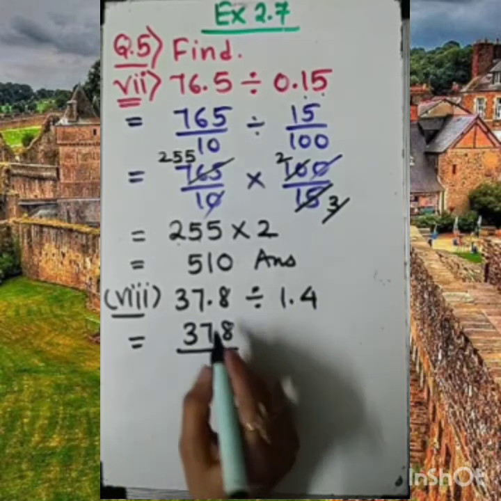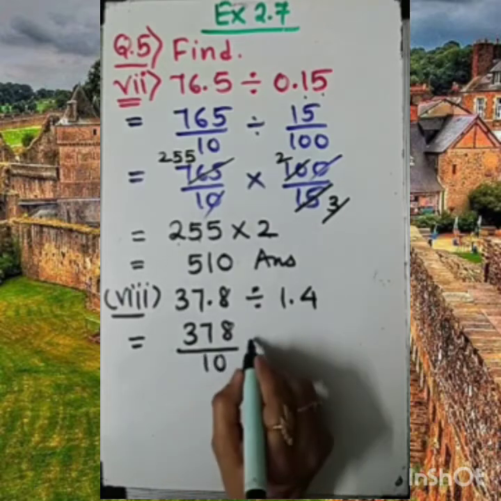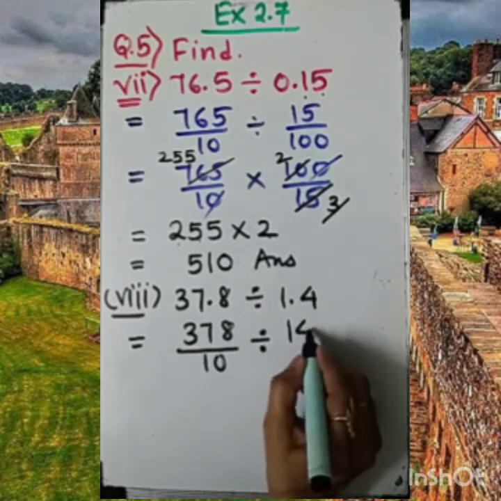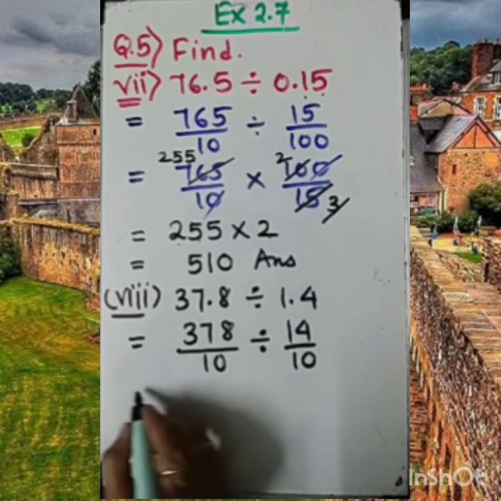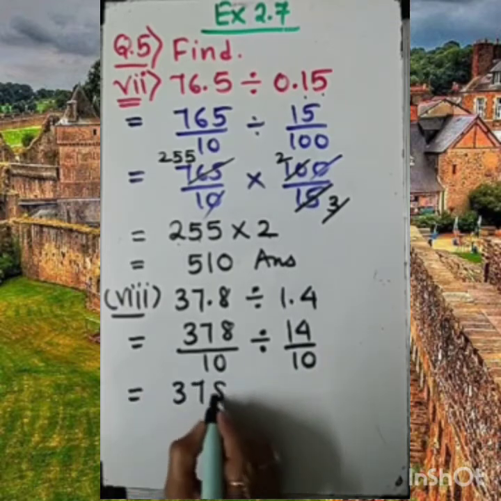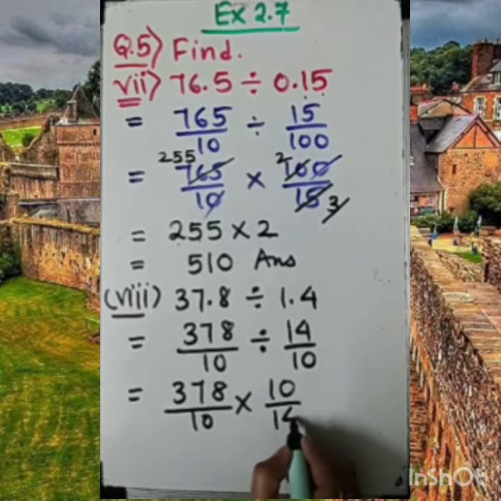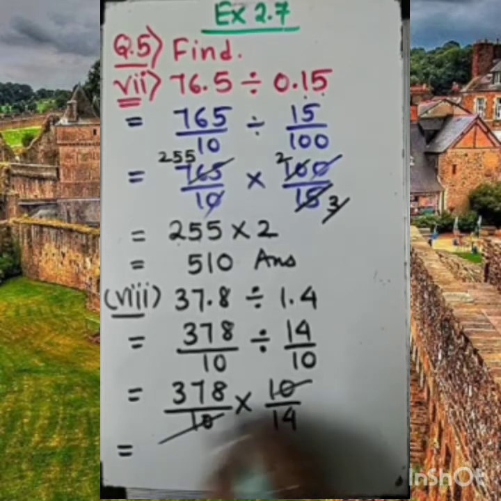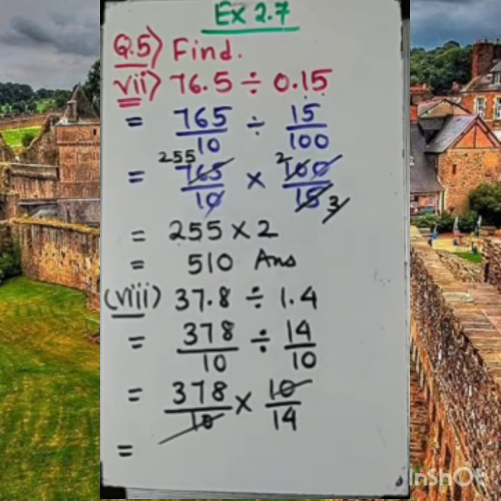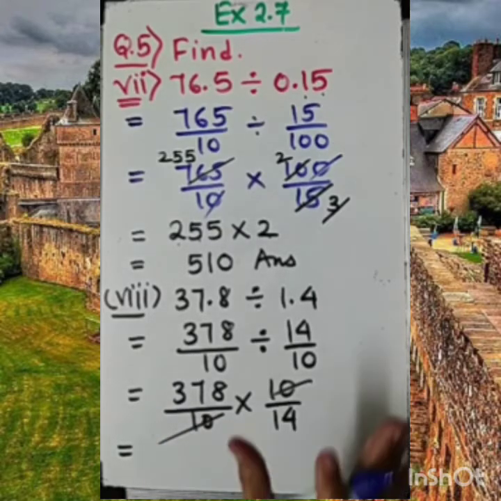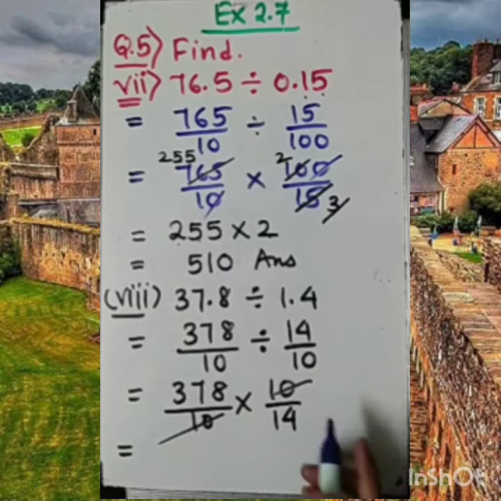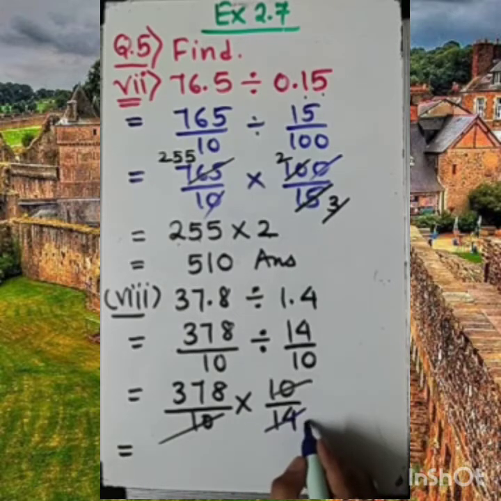37.8 indicates that after the decimal there is one digit, so I need to write 10. Here also one digit, so 10. I need to write 778 divided by 10, and on this side 10 by 15. The 10s cancel. So what to do? Is it possible to divide this directly? If you are not able to do it directly, I am teaching you the technique to move with the 2 first.